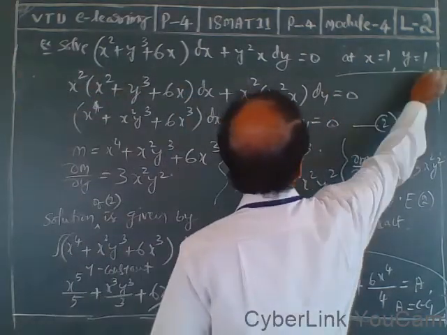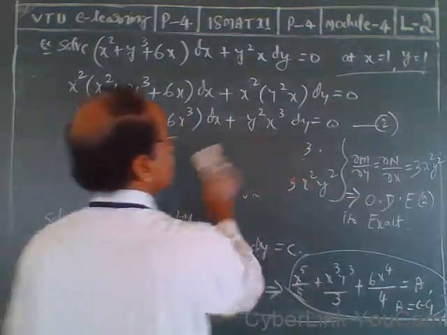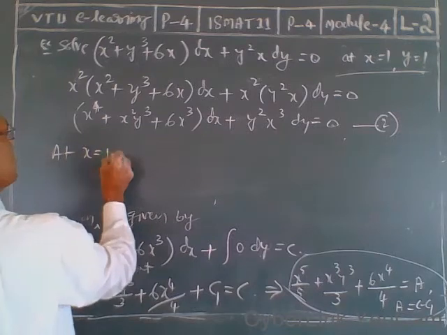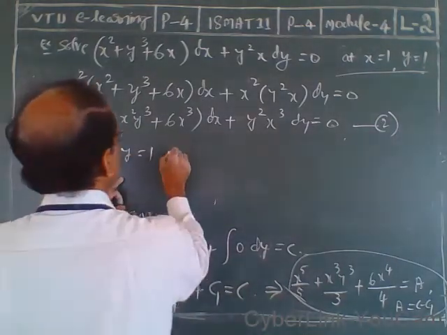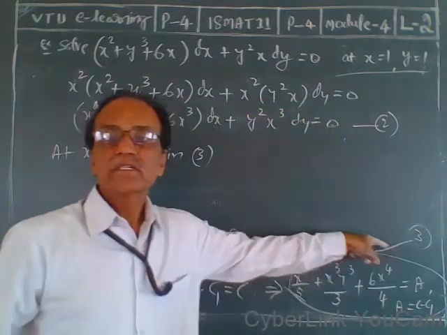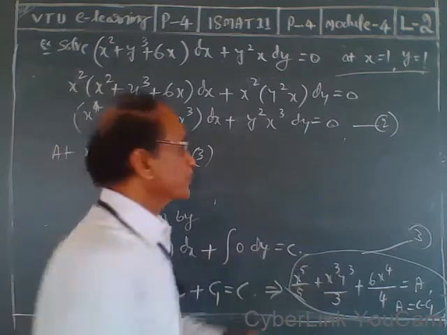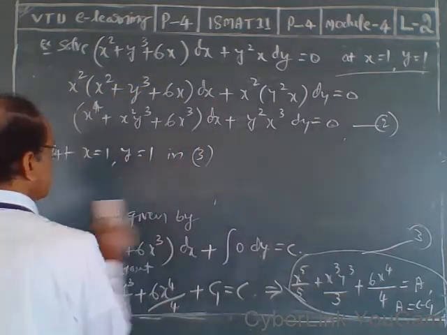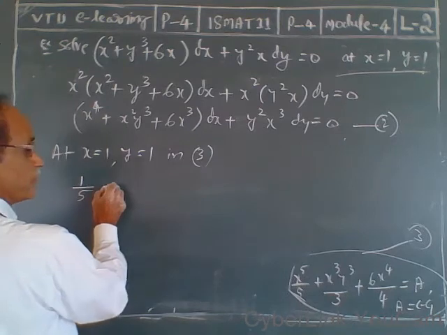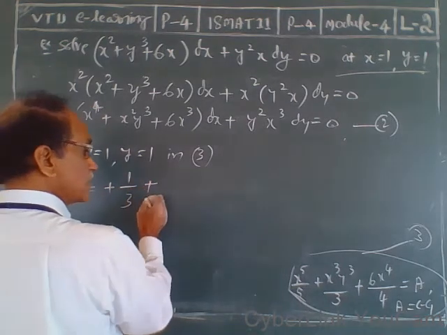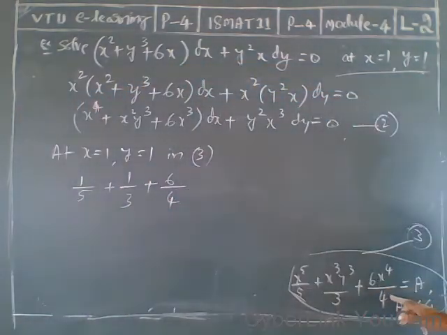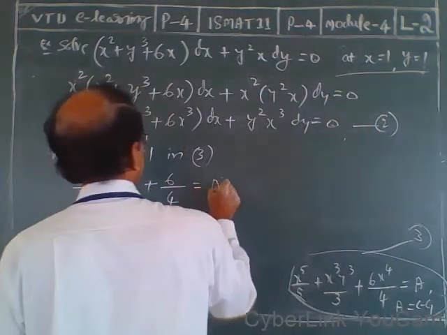That is at x equal to 1 and y equal to 1. Let me solve for the value of the constant. Let me check what value you are getting. At x equal to 1, y is equal to 1, in 3, this you can call equation 3. In this equation, that means the solution, you are going to take x equal to 1 and y equal to 1. Put that: 1 by 5 plus 1 by 3 plus 6 by 4 equal to A.